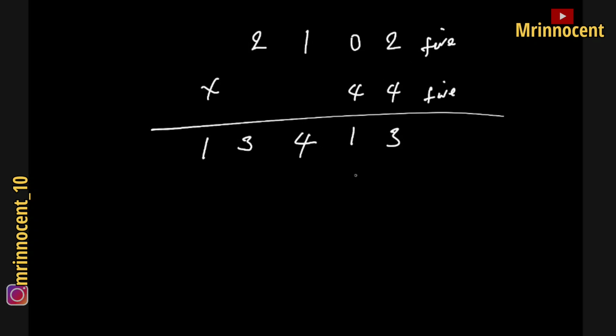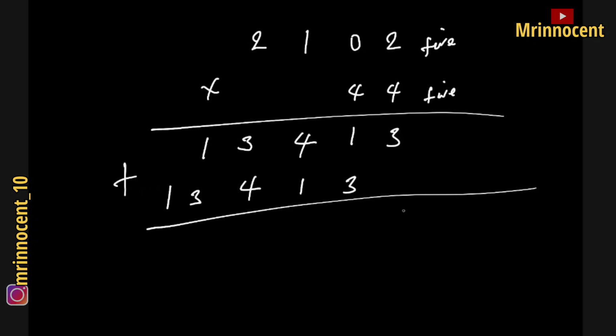4 times 2 is 8. 8 in base 5 is 1, remainder 3. 4 times 0 is 0 plus 1 is 1. 4 times 1 is 4. 4 times 2 is 8. 8 in base 5 is 1, remainder 3.